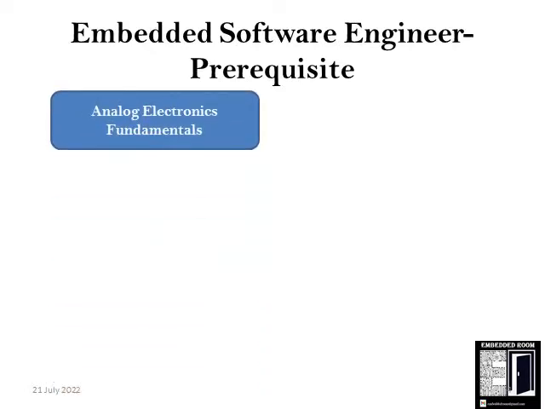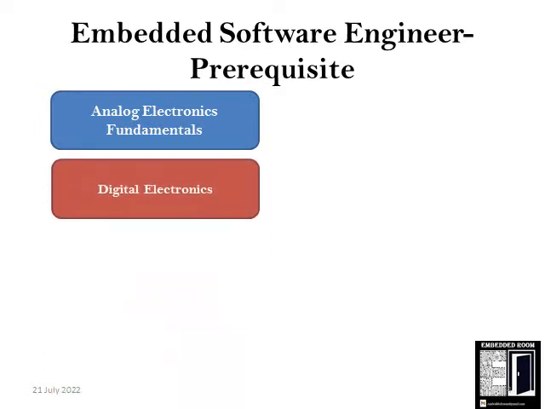The first one is analog electronics fundamentals. It is an important one. Under this, you study rectifier, power supply, amplifier, oscillator, and different analog ICs: op-amp, 555 ICs, transistors, ADC, DAC, and their functionality.